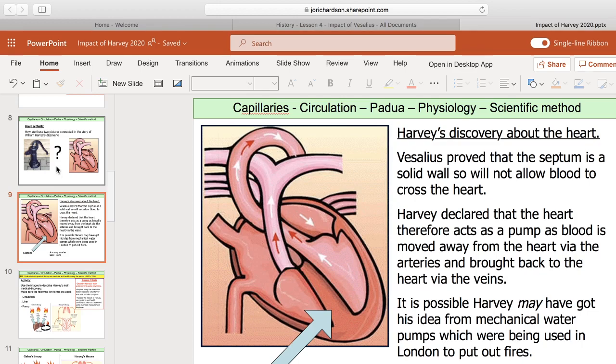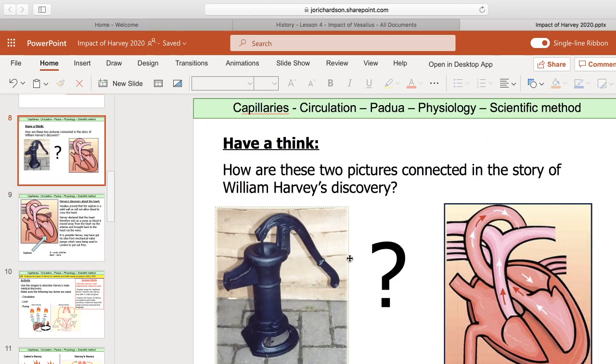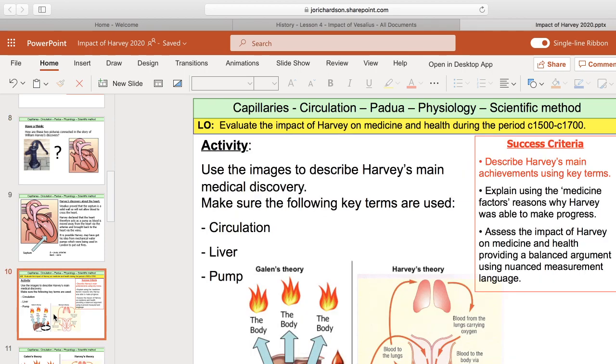So the reason why those images are there is just because he might have got his idea from a water pump, seeing that, and he used the skill of observing to come up with his theory that the heart is actually a pump. So what we need to think about is, well, what did people think about blood beforehand? What did Galen think? And what is Harvey's theory?